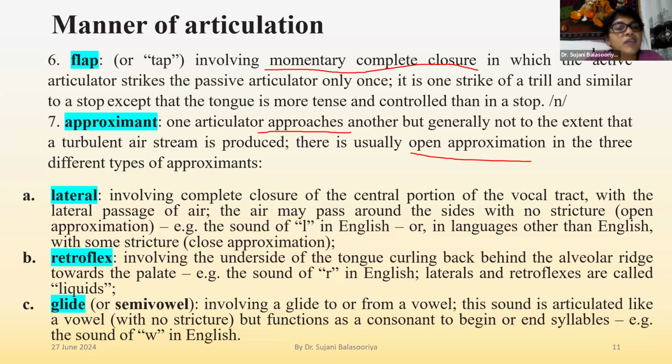Other than that, one articulator is going closer to the other articulator. There are three types of approximant. One is lateral, the other one retroflex, and the third category glide. Right. Lateral, hope you are familiar with this one. We have only one lateral in English, that is L. L. Right. So you can feel the production of L if you do it. If you try to produce L now, there we use the tip of the tongue and we touch the alveolar ridge with the tip of the tongue. That is a place of articulation, alveolar.